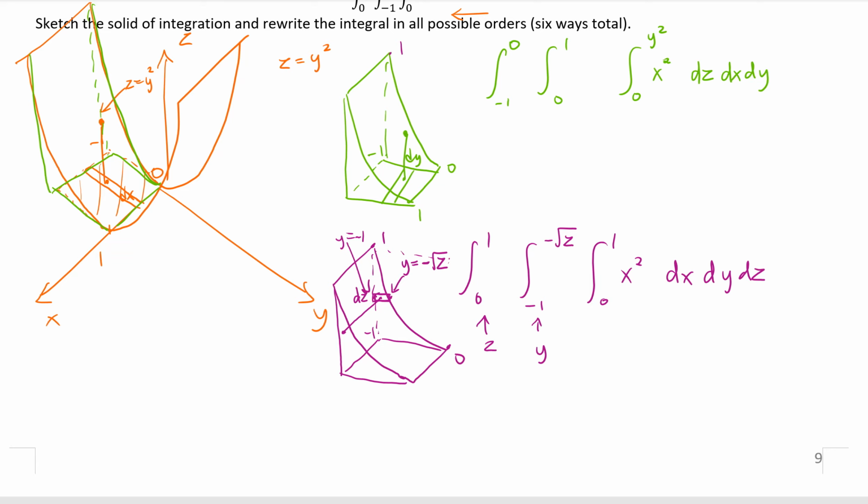Okay, let's continue. What happens if we have x squared dx dz dy? Wow.